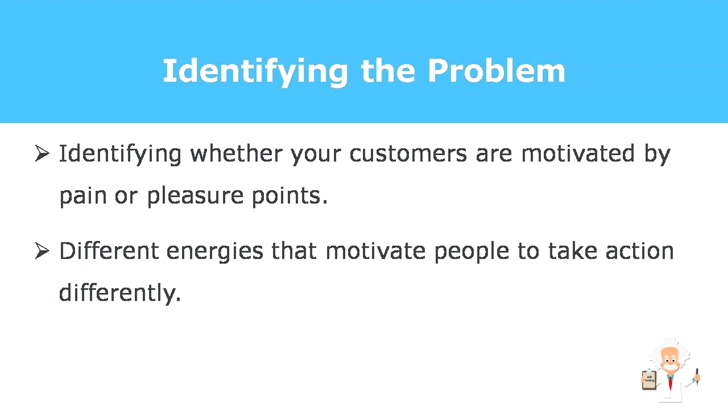And then identifying the problem. The next part after you have established an introduction is to identify the problem that your readers may face. The effective way to do it is by identifying whether your customers are motivated by pain or pleasure points. By identifying these kinds of points, you can answer the question, are they qualified for my product? These points have different energies that motivate people to take action differently, so you need to understand what makes your customers tick, and more importantly, what makes your customers buy.